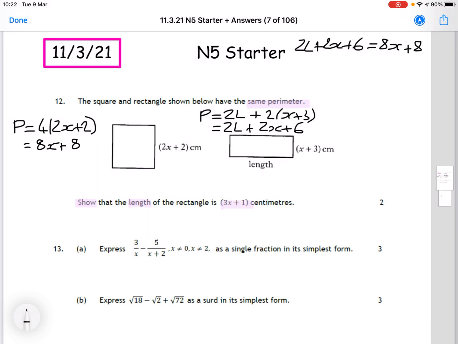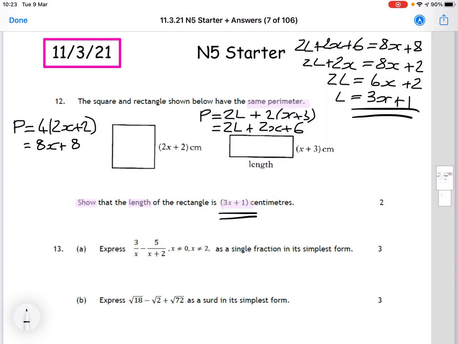So first thing I'm going to do is take away 6 from both sides. That's going to leave me 2L plus 2x equals 8x plus 2. I'm taking away 6, so plus 2. And then I'm going to take away the 2x as well. So 2L equals 6x plus 2. And then I'm going to divide through by 2 to get L for length. Dividing through by 2 gives me 3x plus 1, which is what we were asked to prove.